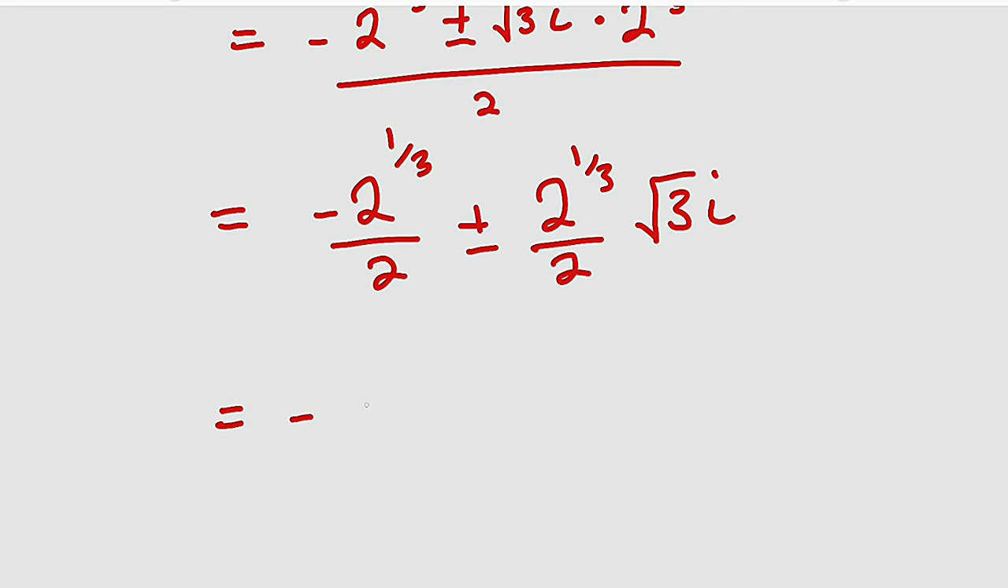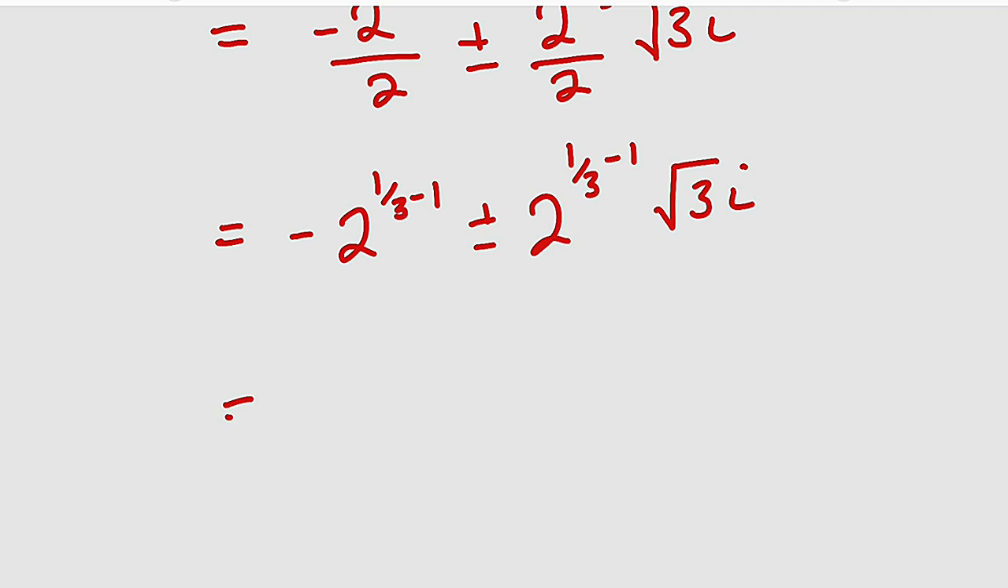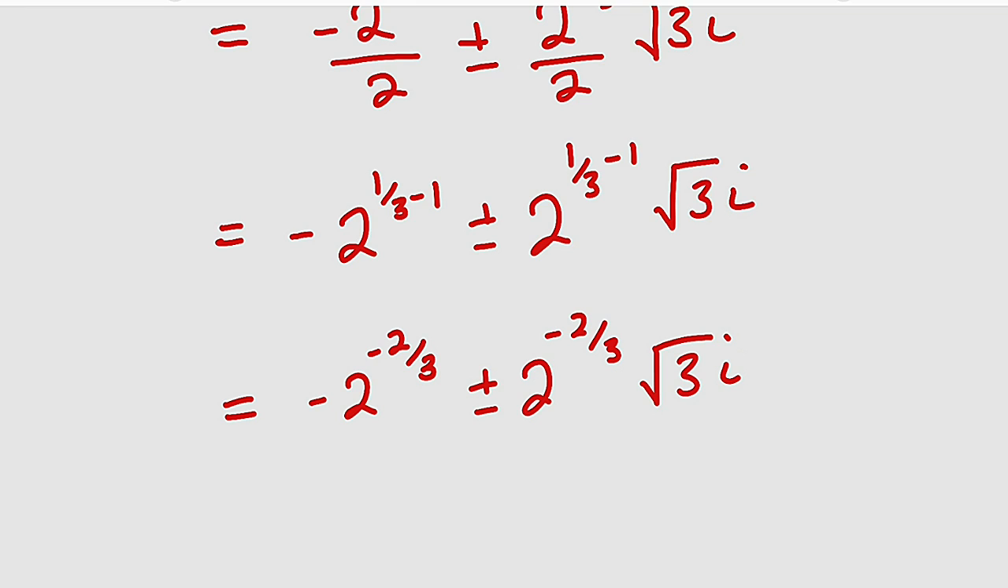This is equal to minus 2 raised to the power of 1 over 3 minus 1. Apply one of the laws of the indices. You know this has a power of 1. Plus or minus 2 raised to the power of 1 over 3, then minus 1, multiplied by square root of 3i. This is equal to minus 2 raised to the power of negative 2 divided by 3, right? Plus or minus 2 raised to the power of negative 2 divided by 3 times square root of 3i.